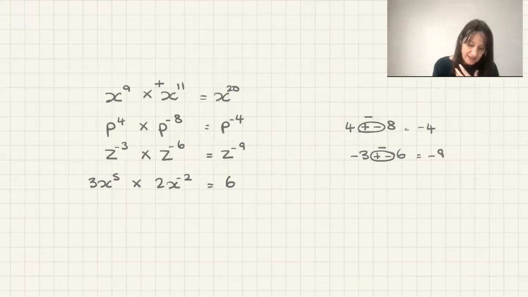So I've got x to the 5. I've got to add -2. So basically, I've got to take away 2. I've got x to the 3 as my final answer. So that's just some of the ways that we can take the times question, which has the rule add the powers, and just try and make it a little bit trickier.